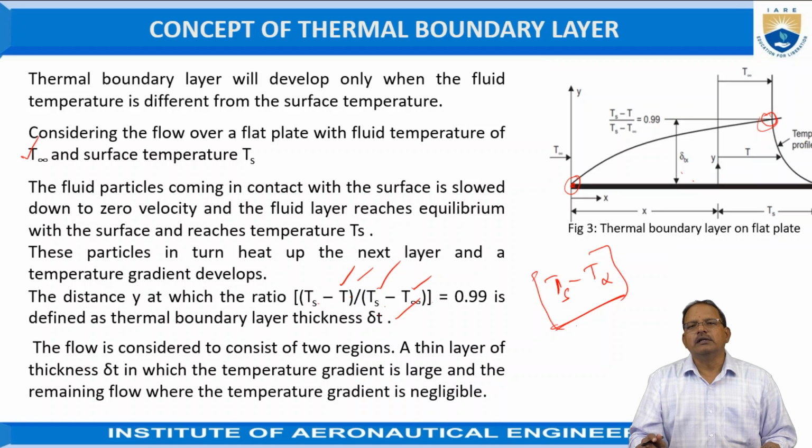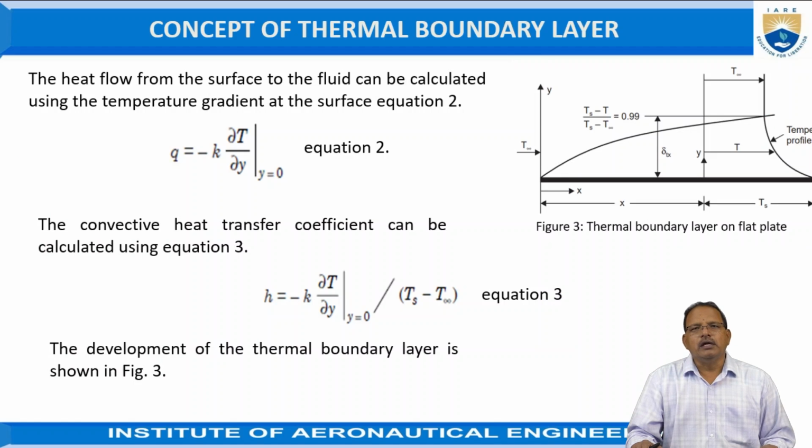The flow is again similar to the previous region. It consists of two regions. One is a thin layer in which there is a maximum temperature gradient, and after that the temperature gradient decreases, and finally it becomes zero when it reaches a height of delta, that is the boundary layer thickness. These are the two layers: one having the maximum temperature gradient, and one in which the temperature gradient becomes negligible. So here the temperature distribution is taking place.